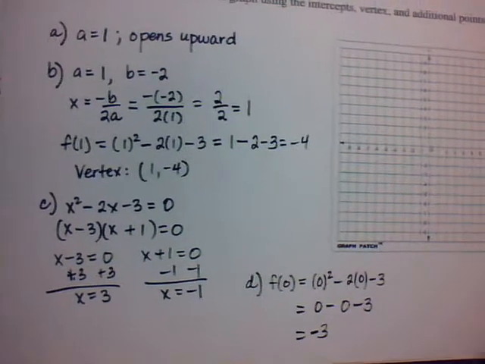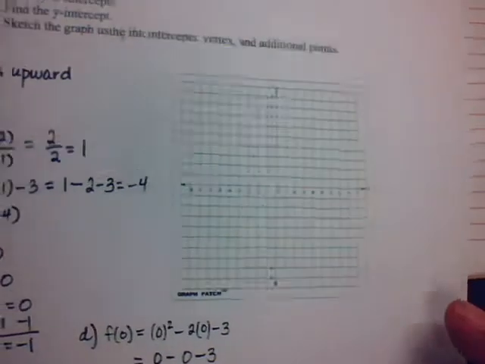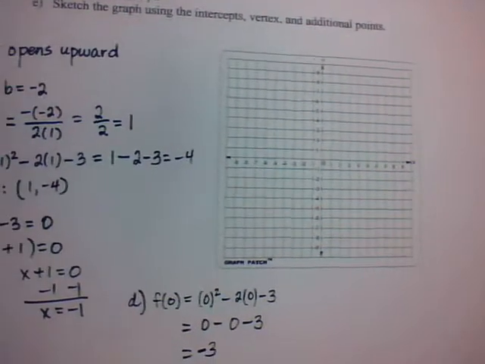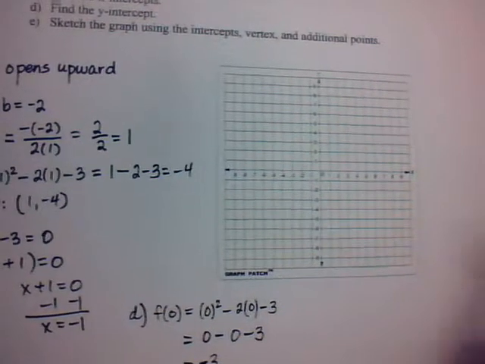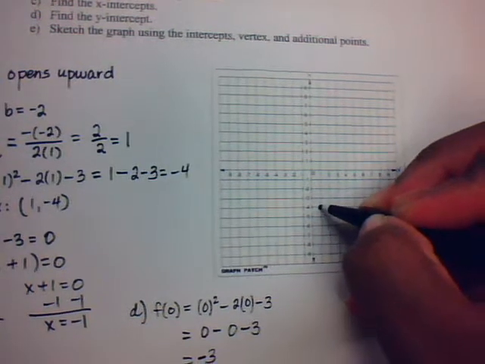Now we're going to take all of this and do the graph. Because we're going to sketch the graph using those intercepts, the vertex, and any additional points. We know that the vertex is 1, -4. So here we go to 1, go over 1 and down 4 and draw the point.